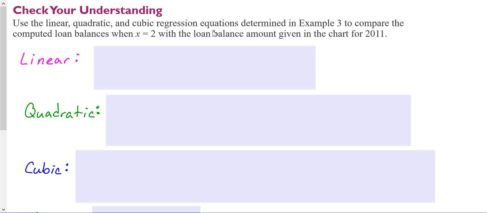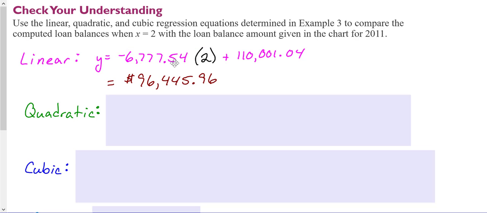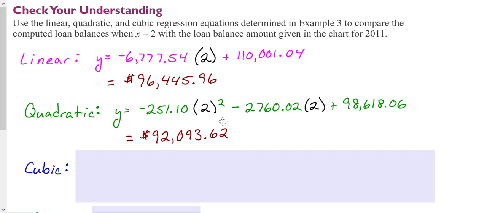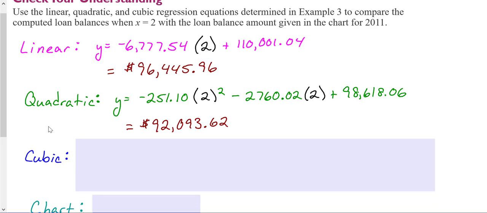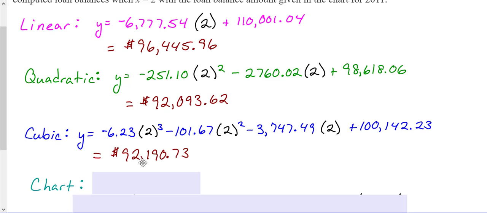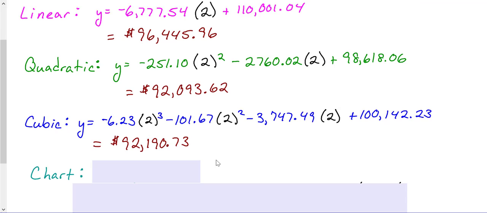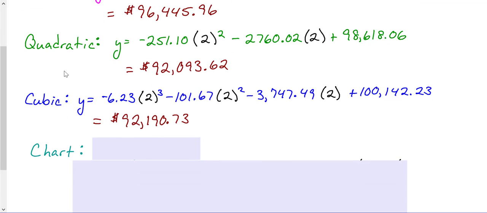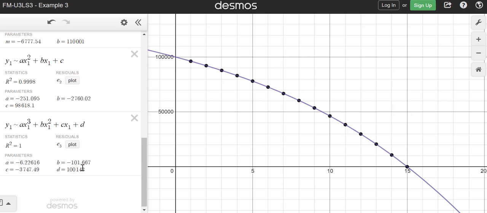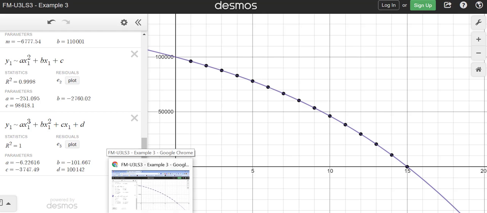Okay, let's look at another example. Use the linear, quadratic, and cubic regression equations determined in the previous example to compare the computed loan balances when x equals 2, with the loan balance given in the chart for 2011. For the linear, we take our linear equation, put 2 in for x, and we get $96,445.96. Doing the same for quadratic, putting 2 in wherever there was an x, it's $92,093.62. Cubic ends up being $92,190.73.